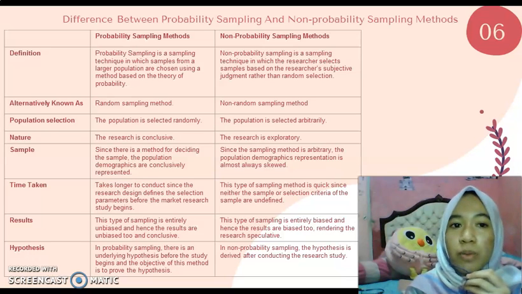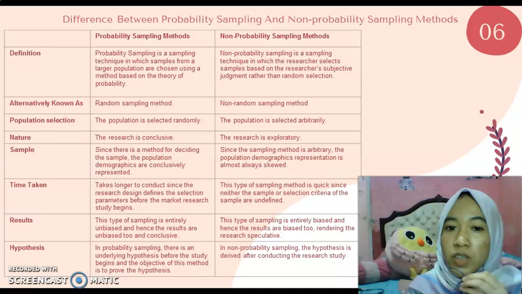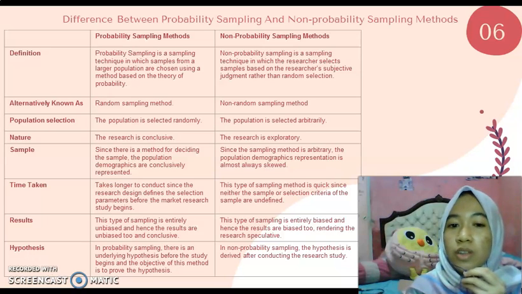Population selection: for probability sampling method, the population is selected randomly, and the population is selected arbitrarily for non-probability sampling method. Nature: for probability sampling method, the research is conclusive. For non-probability sampling method, the research is exploratory. Sample size: there is a method for deciding a sample. The population demographic is conclusively represented for probability sampling method, and for non-probability sampling method, since the sampling method is arbitrary, the population demographic representation is almost always skewed.